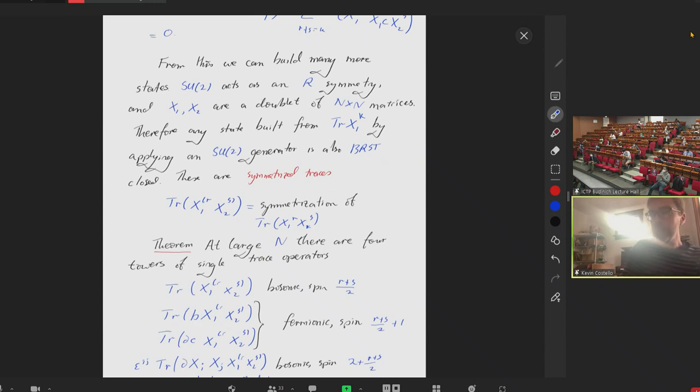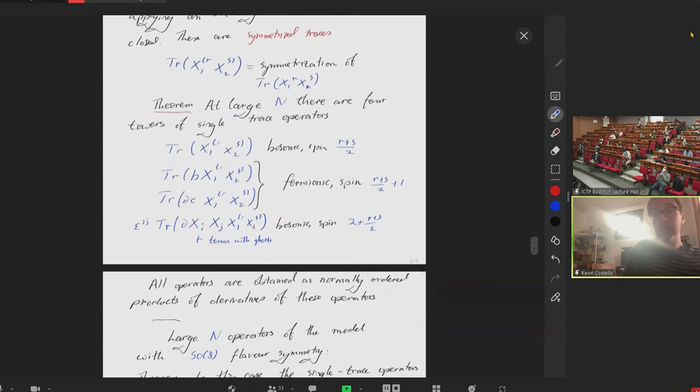Great. Okay, so this is an elementary discussion of how to build BRST closed single trace operators at large n. If you work a little bit harder, you can compute the entire BRST cohomology at large n. And you find the following description. There are 4 towers of states. One tower is the one we just described, the symmetrized trace of x1 to the r, x2 to the s. And that's bosonic, with spin r plus s over 2. And there are 2 fermionic towers, which look very similar, where I insert the b ghost or the derivative of the c ghost.